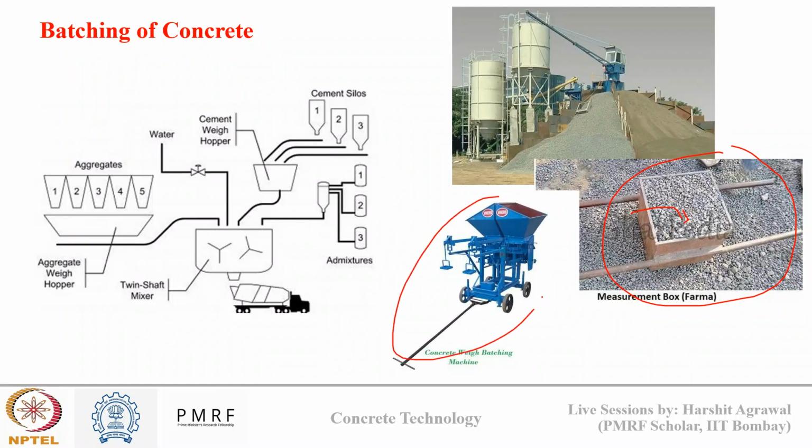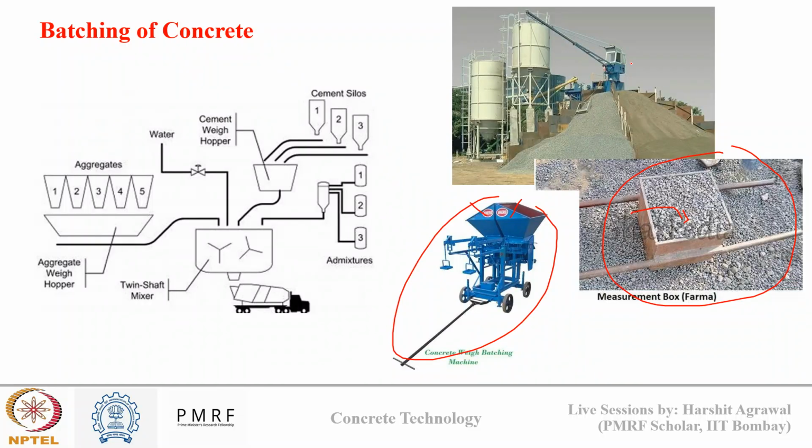Then there is a box tool, which is used for weigh batching of different components, and it is mainly used for aggregate batching. So you can see there are two openings here, and through these two openings aggregates are poured, and the particular weight of aggregates is then measured for the concrete mix.